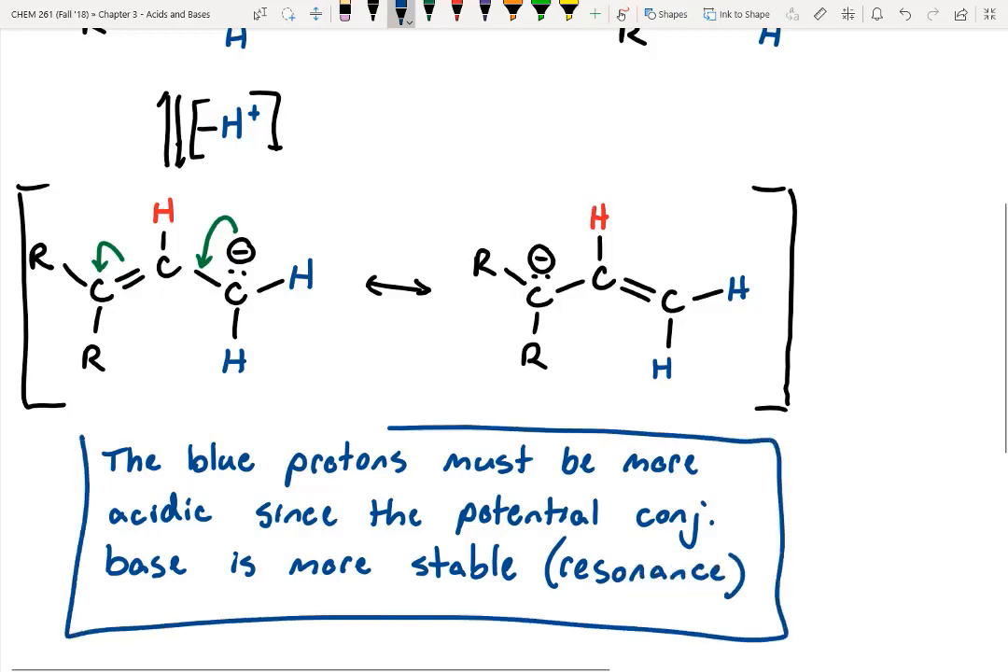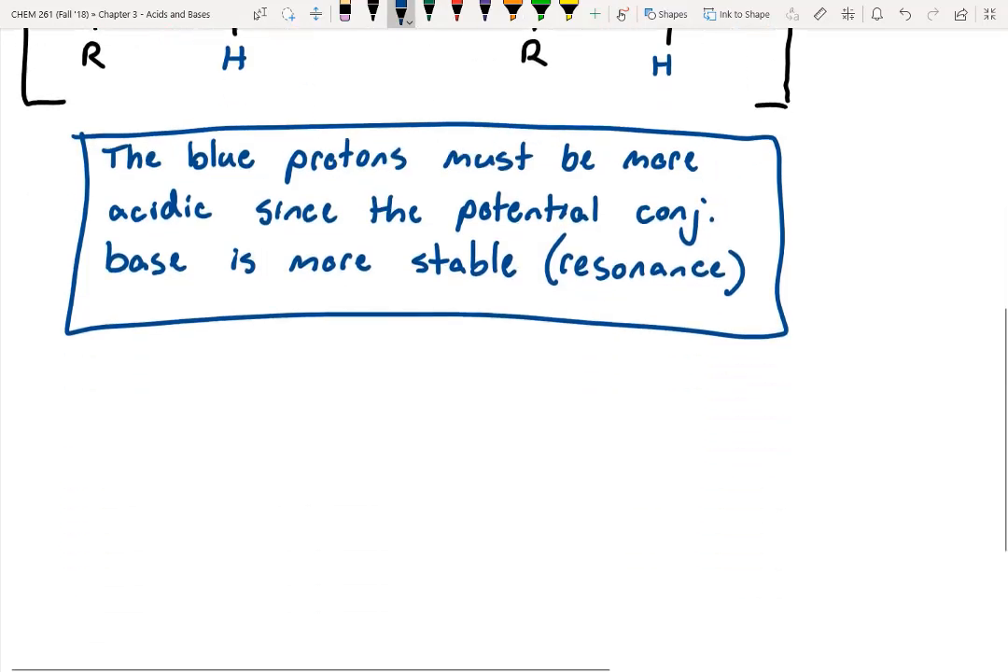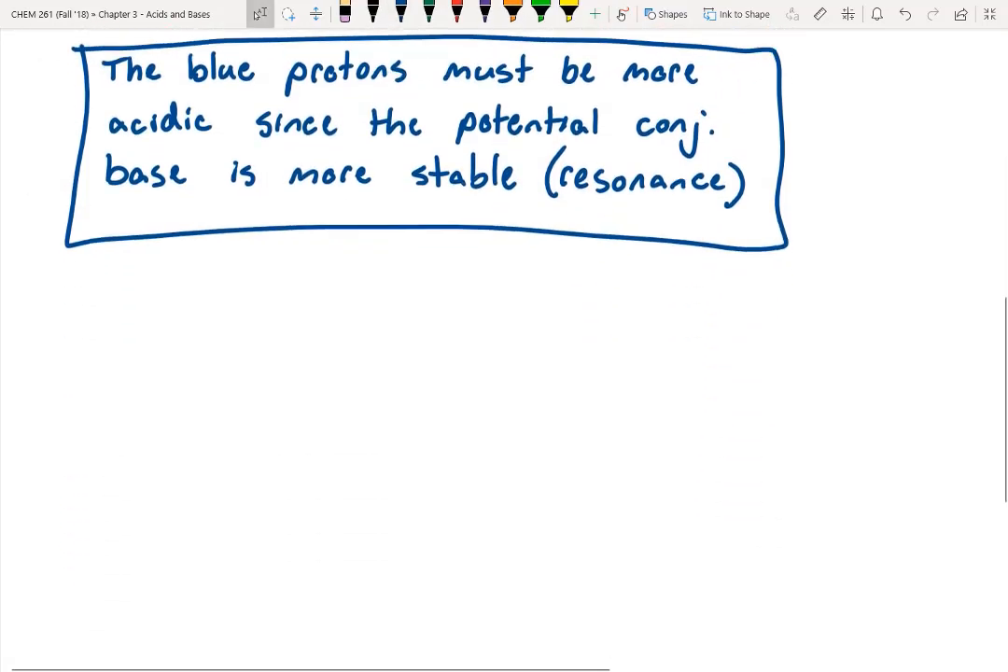Does that make sense? It's really easy in this case. We only had 2 potential protons to look at. But let's try one that's a little bit harder. We'll gradually work through.